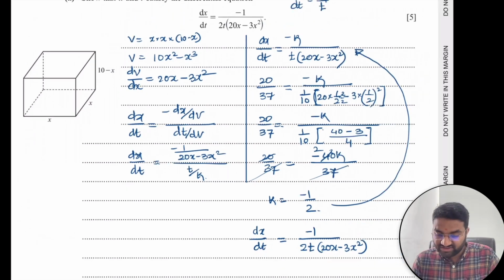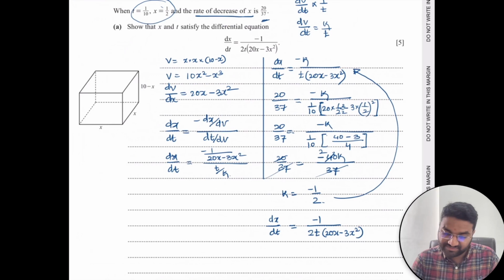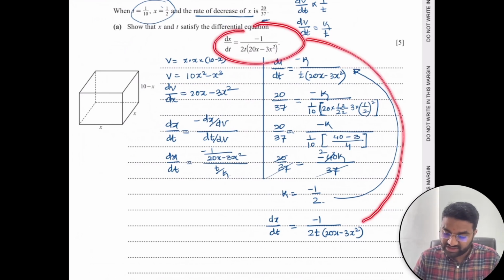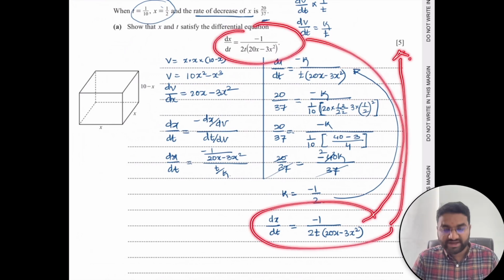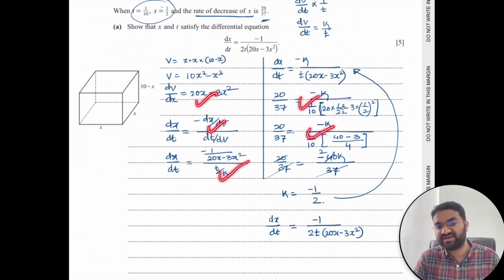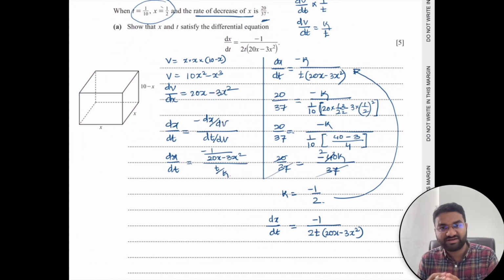Okay, so you can see this is what we got here, and this is a 5-mark question, and you have to solve these step by step. Unless you solve it step by step, you will not get it.